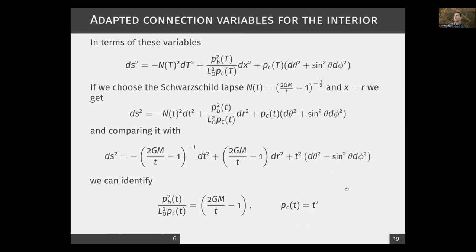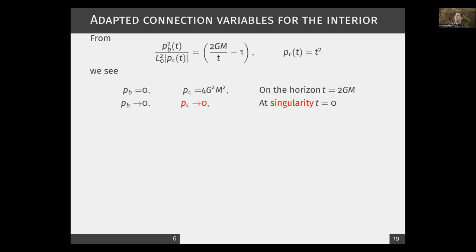So you can immediately interpret PC basically as the radius of the two spheres collapsing, falling two spheres. And so using the relation that I showed before, you can see that at the singularity, both PB and PC go to zero. So if you want to study what happens at the singularity, you just study this limit. At the horizon, you study the other limit.